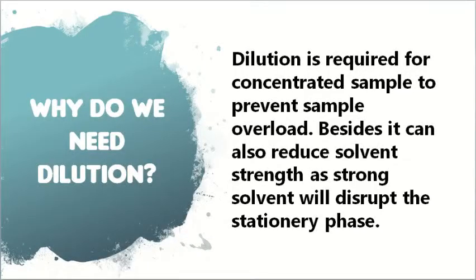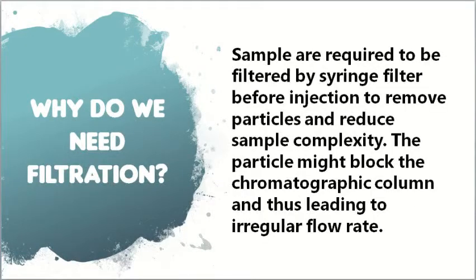Dilution is required for concentrated sample to prevent sample overload. Besides, it can also reduce solvent strain, as strong solvent will disrupt the stationary phase. Samples are required to be filtered by syringe filter before injection to remove particles and reduce sample complexity. The particles might block the chromatographic column and thus lead to irregular flow rate.